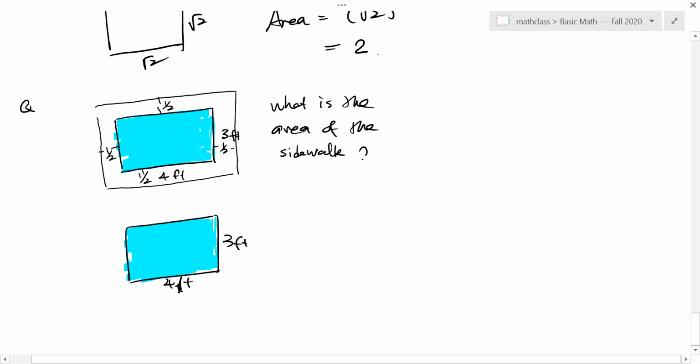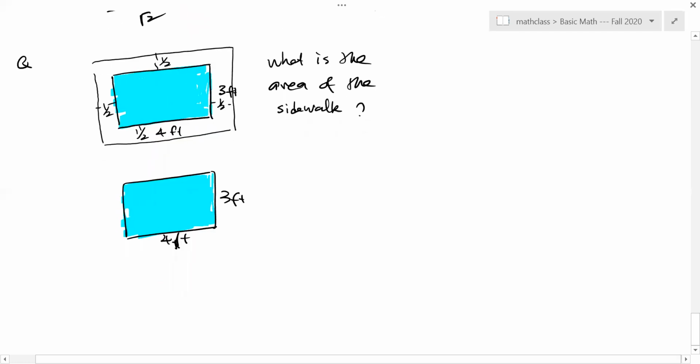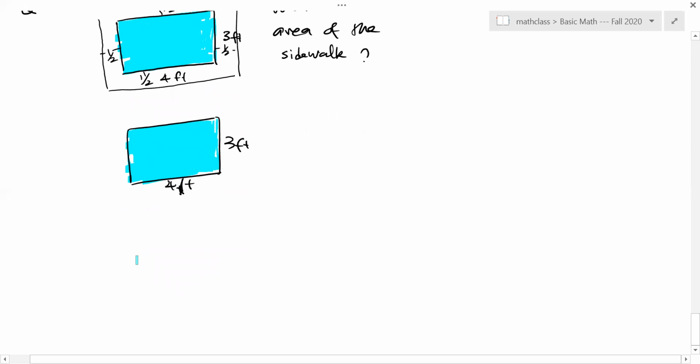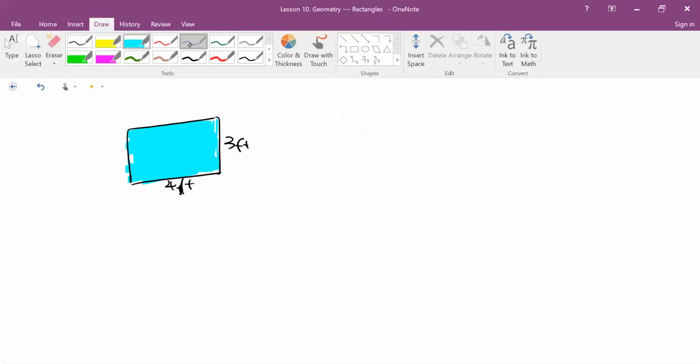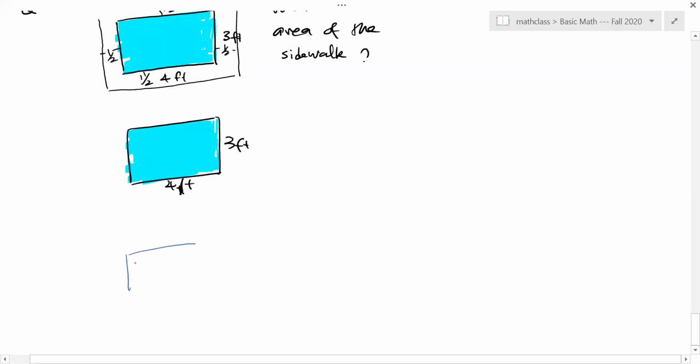There are two different ways to solve the problem. One is a direct way, to decompose the sidewalk into many parts. I'm going to show you two different ways, and you will see some ways take more time than others.